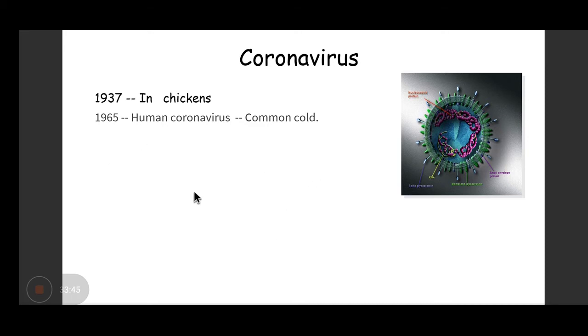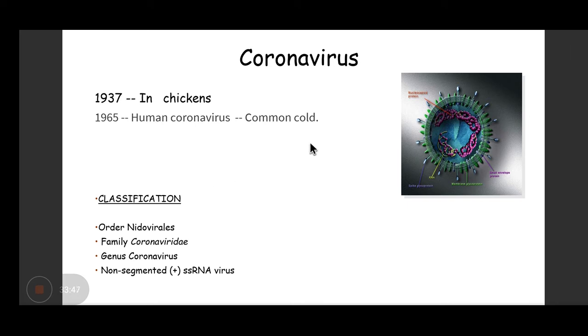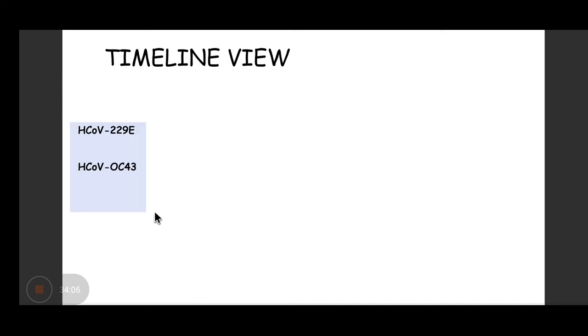From 1965 till 2002, they remained only a cause of common cold. Now the classification of coronavirus: they belong to family Coronaviridae, genus Coronavirus. They have a non-segmented single-stranded RNA.